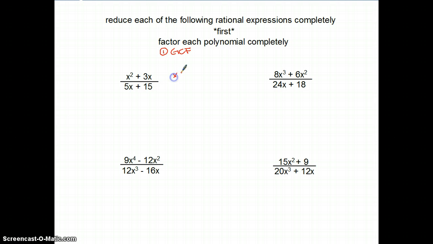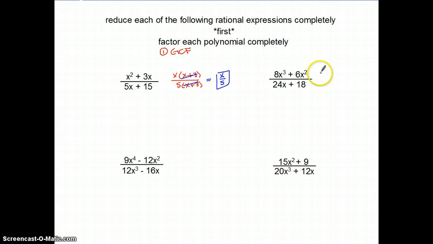I factor out an x from the top, leaving me with x plus 3. On the bottom, I take out a 5, leaving me with x plus 3. I can't factor further, so now I cross out the repeated factors and see what I'm left with is the x for my numerator and 5 for my denominator.